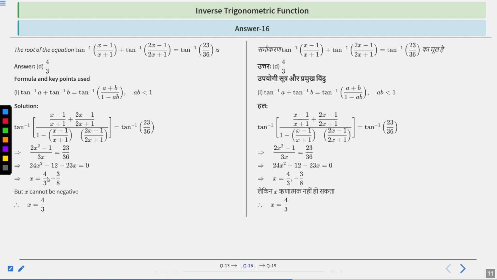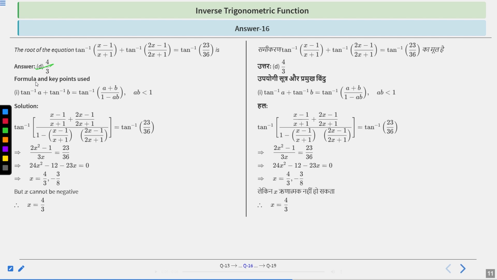Clear? Therefore, 24x square minus 12 minus 23x is equal to 0. Clear? Therefore, x will be equal to 4 by 3 and minus 3 by 8. But x cannot be negative, right? Because negative x will not satisfy this equation. Therefore, x is equal to 4 by 3 is the right answer. Clear? Therefore, option D, 4 by 3 will be the right answer. Got it?